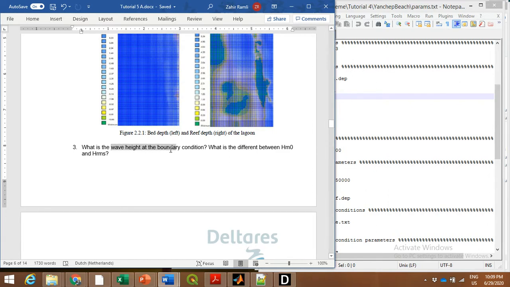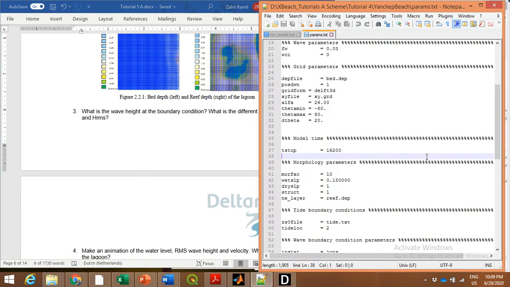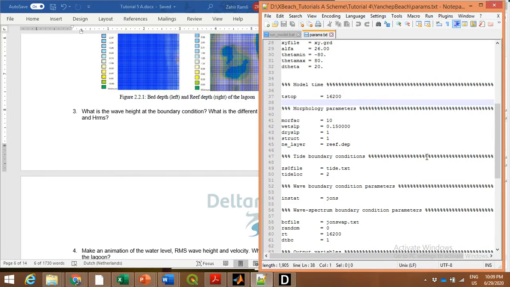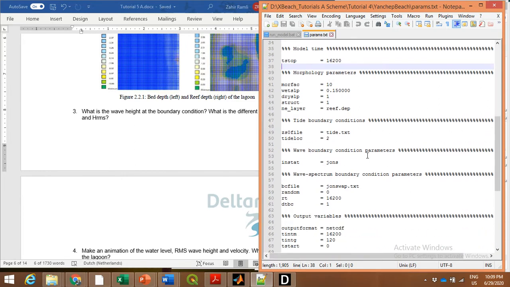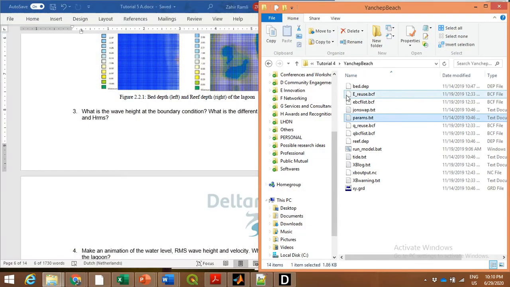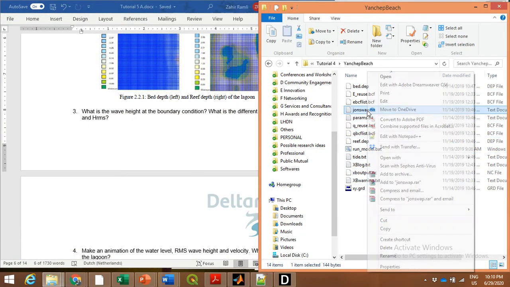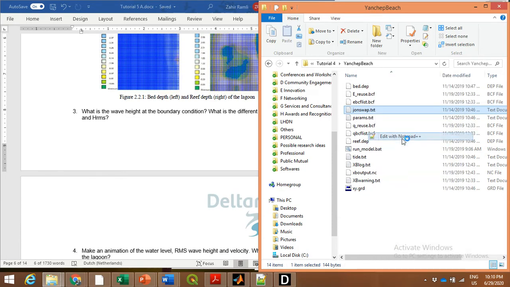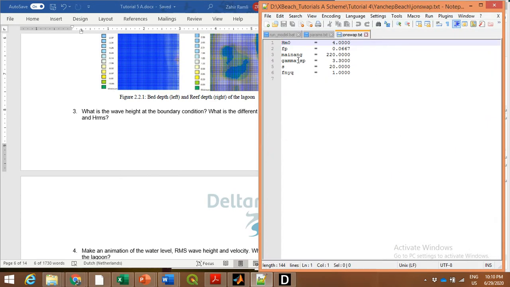Okay, to answer the wave height at the boundary condition, you can go back to your params.txt and look under the wave boundary condition parameters, which is equal to Jonswap. So you can go to your folder and find the jonswap.txt, edit with Notepad++, to see all the information you need. Main angle, gamma, ds, which means how it is spreading the angle.